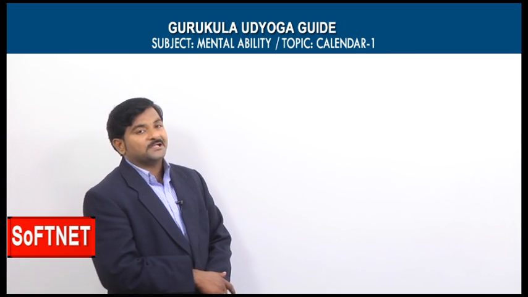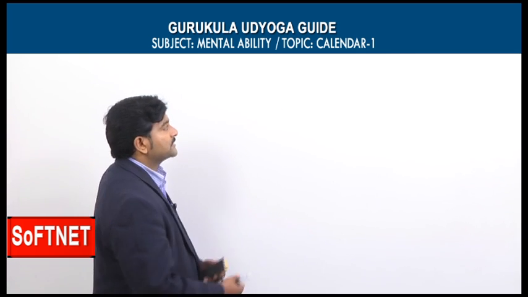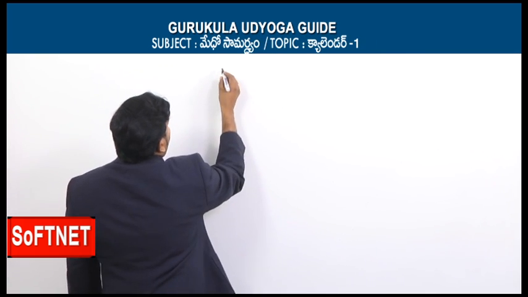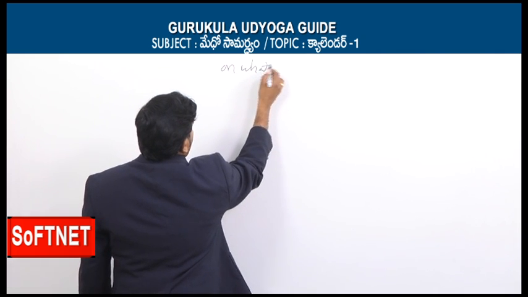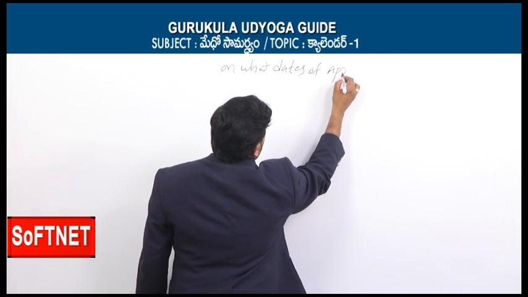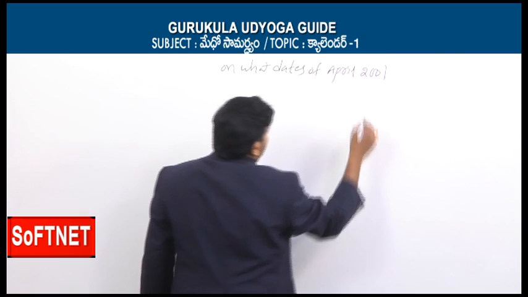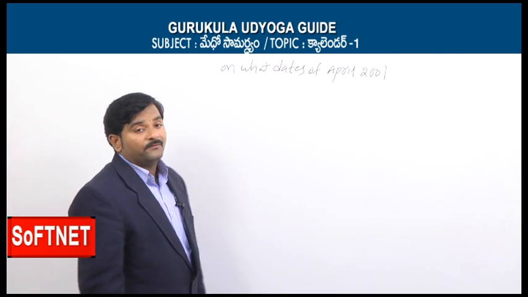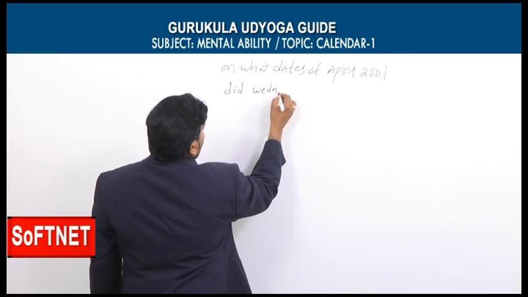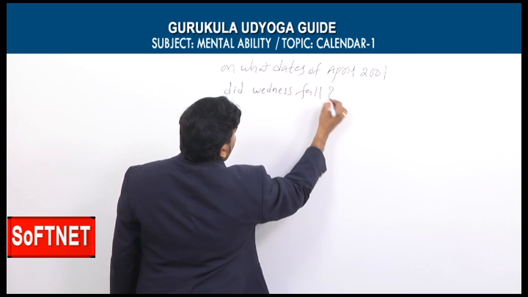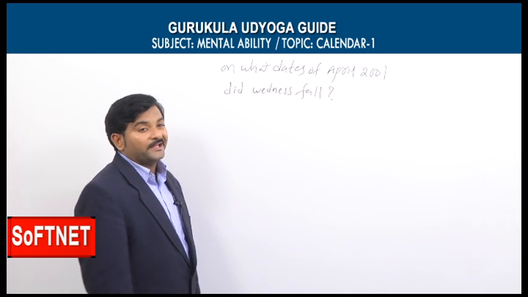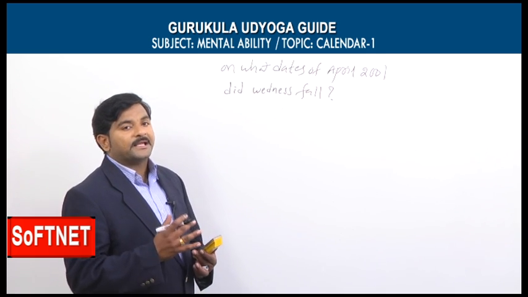So now we will focus on the second type of questions. Let's say the second type of question goes like this: on what dates of April 2001 did Wednesday fall? I repeat the question: on what dates of April 2001 did Wednesday fall? So this is the second type of question.